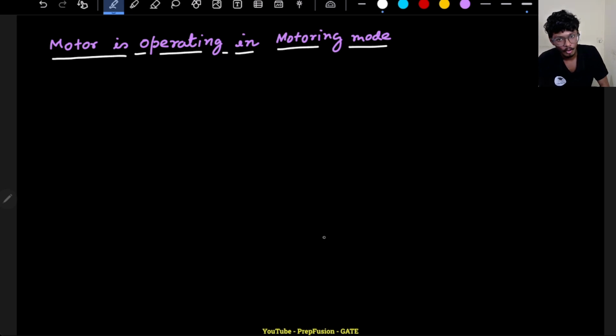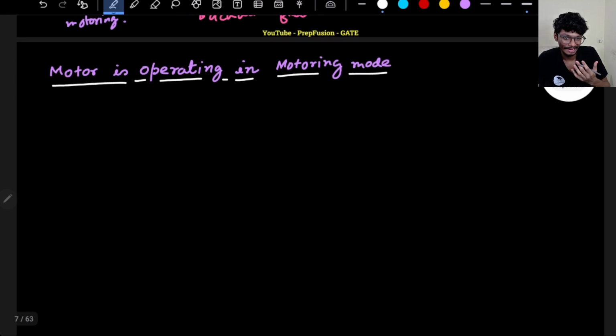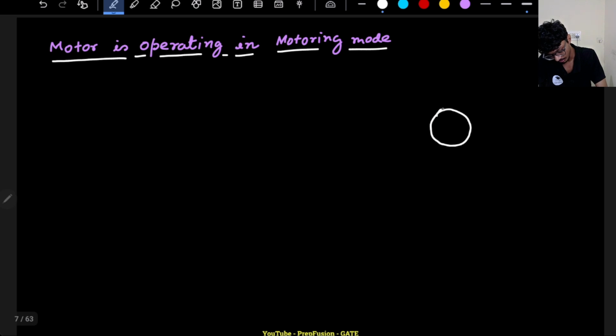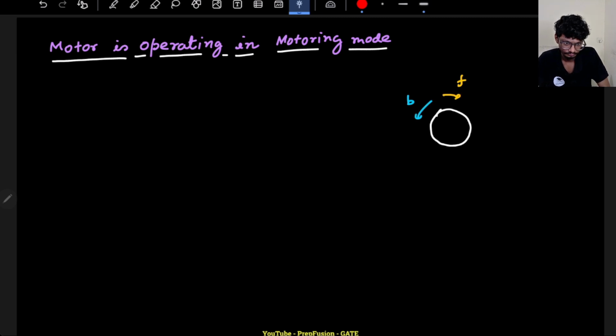So if the motor is operating in motoring mode, remember we will do the analysis like an induction motor only, because it is easier that way, because we have already learned everything. So if my rotor is here, there will be two fields. One will be the forward field, another one will be the backward field. Okay, forward field, backward field.